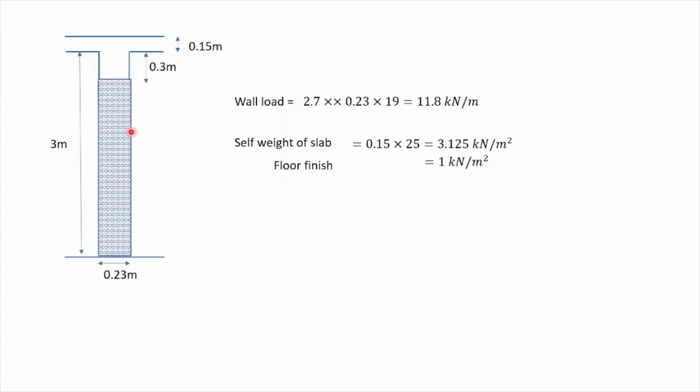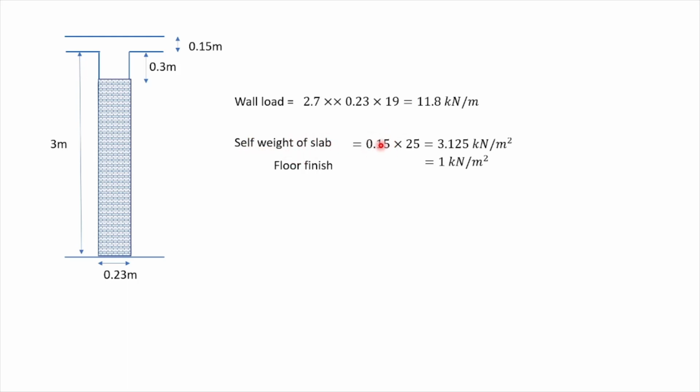Okay, so for this one, if I consider 3 meters as the height of the floor, then 0.3 meters is the depth of the beam. So the net height I will get for the brick masonry is about 2.7. There is only one wall, and the thickness is 9 inch, that is 0.23, and 19 is the unit weight of the masonry. So it comes around 11.8. Now I considered it as 12 kilonewton per meter.